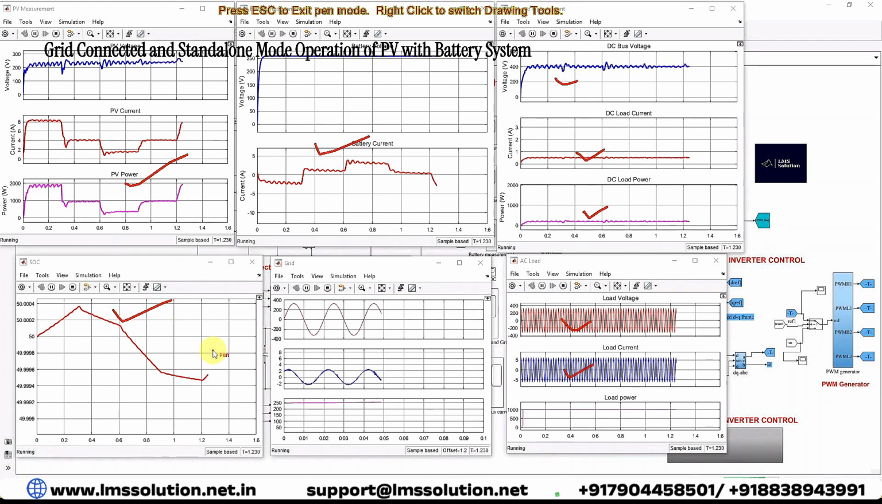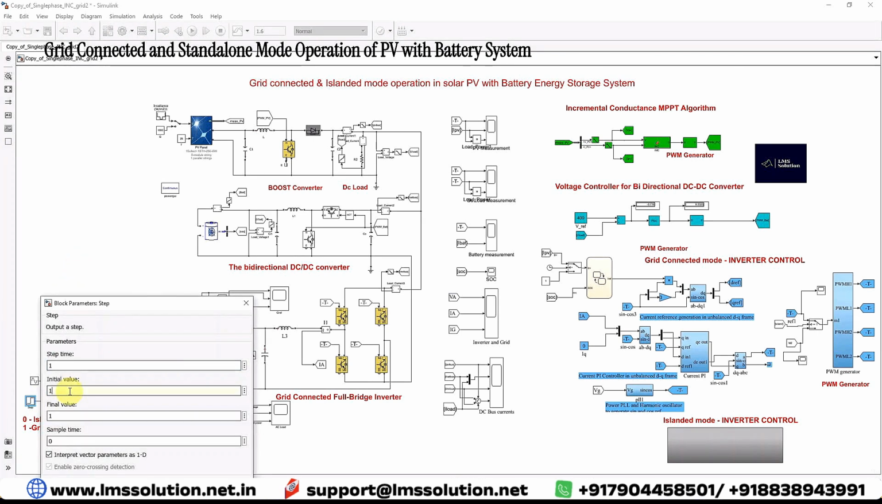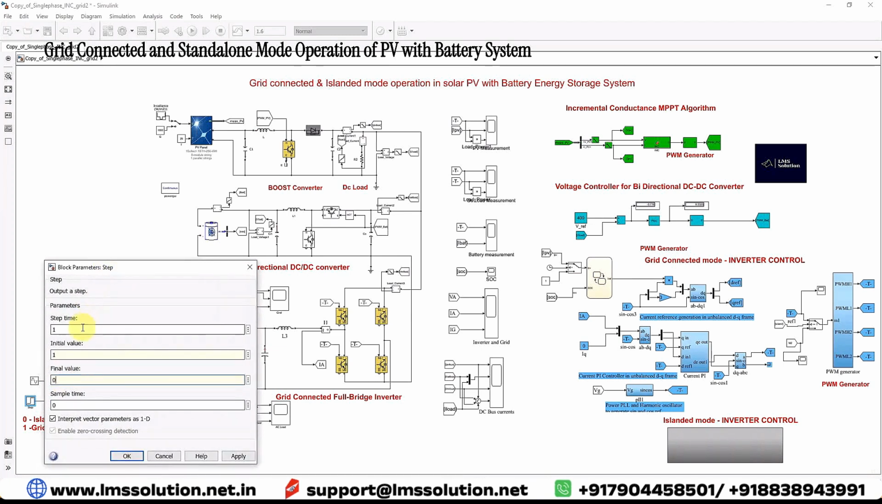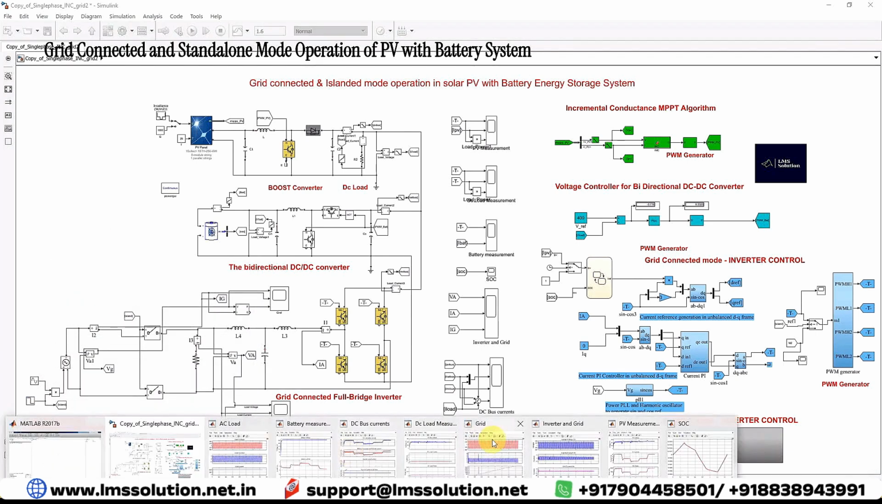Now I'm going to simulate the model changing over from grid connected mode to islanded mode. For that I'm going to use a step signal. Here I'm going to connect that step signal. Initially the system operates in grid connected mode. After some seconds, for example after 0.8 seconds, it will operate in the islanded mode. So next I'm going to simulate this model.